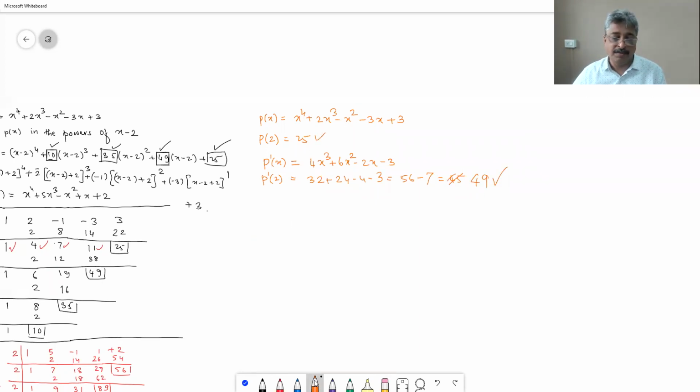Good. Oh, so I am tempted to find out p double dash of x. 12x square plus 12x minus 2. p double dash of 2. What is your guess? What will this be equal to? Everyone show me your guess, without doing it.